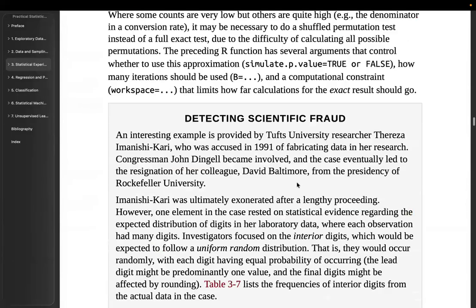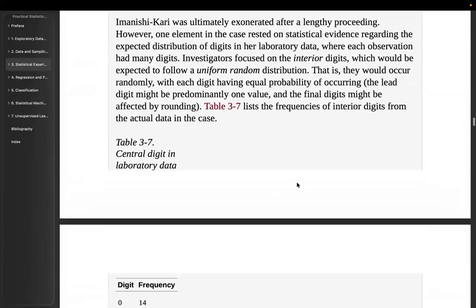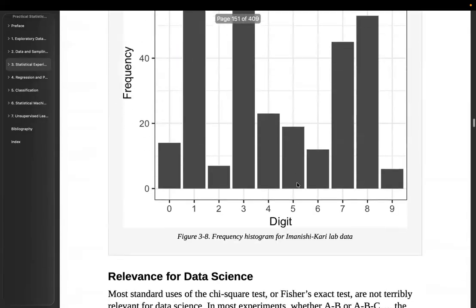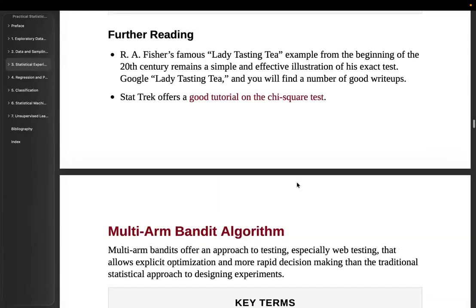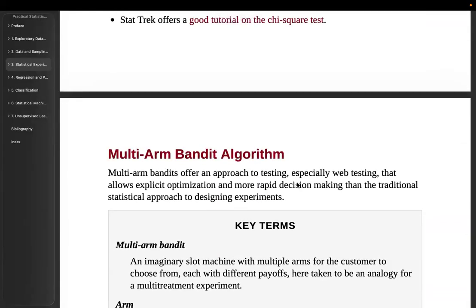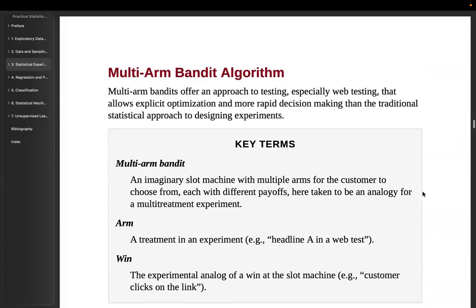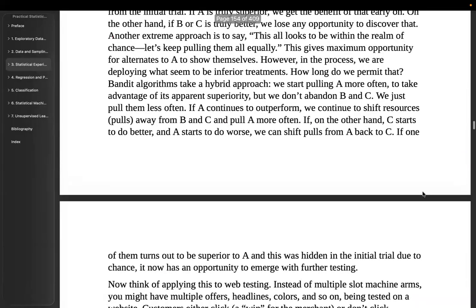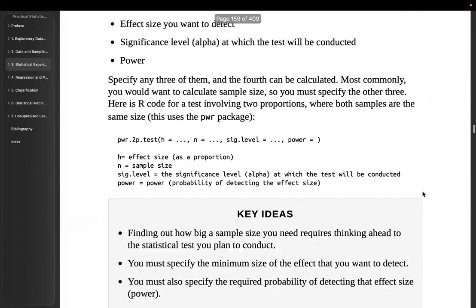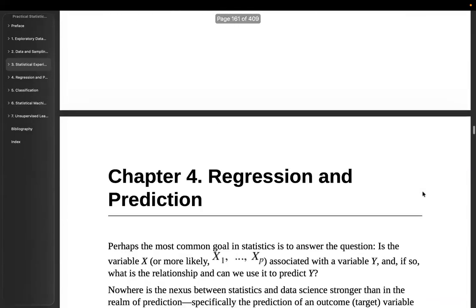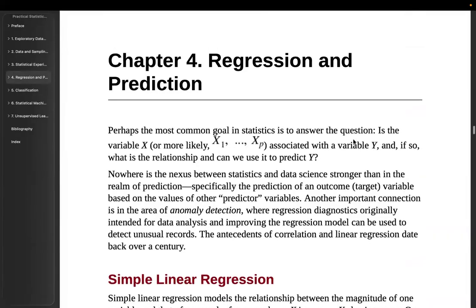Okay. So next time what we're going to do is cover this multi-arm bandit algorithm. And after that, we can enter something called regression, your prediction or something.